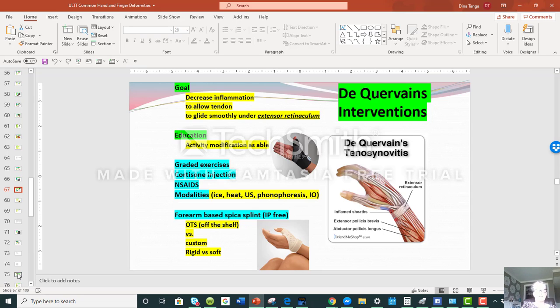Education, activity modification as able. Graded exercises, cortisone injection, NSAIDs, modalities such as ice, heat, ultrasound, phonophoresis, iontophoresis. Not sure what that stands for. Forearm-based thumb spica splint, over the counter versus custom, rigid versus soft.